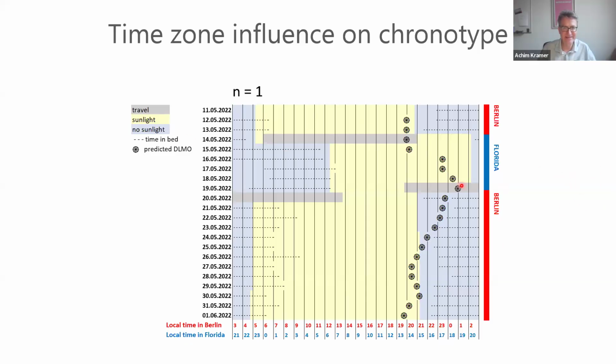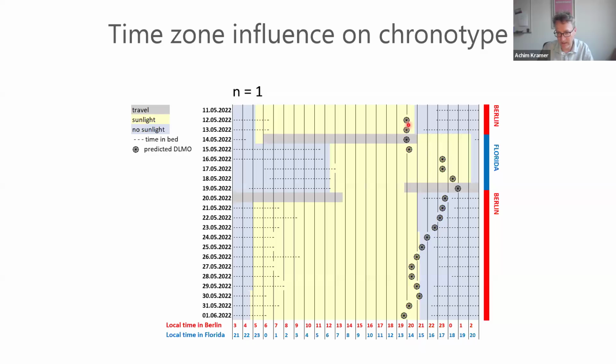And this can also be demonstrated by looking at me, N of 1, traveling from Berlin to Florida, and I took a hair sample every day before my trip. And you see this yellow is sunlight and blue is darkness, and the dashed lines is when I was in bed. And this gray time is when I traveled.